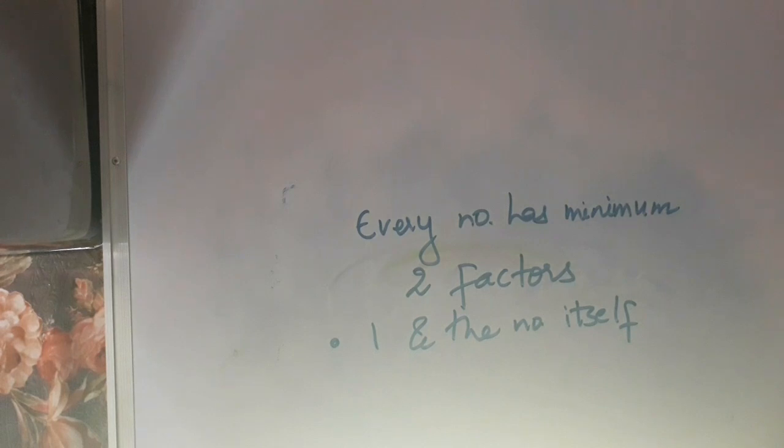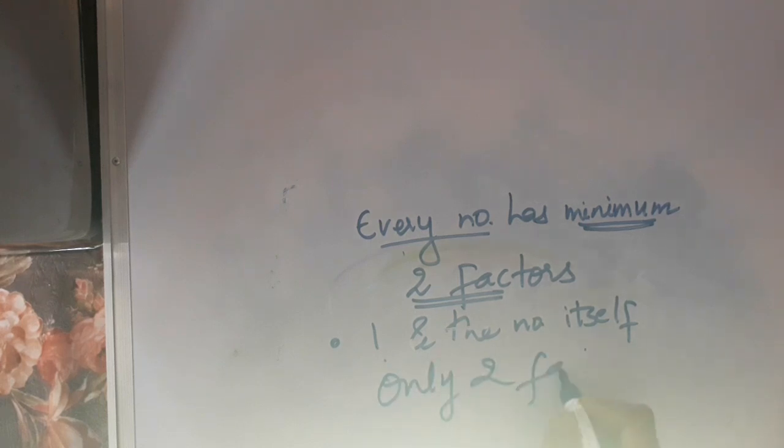One more thing you have learnt, that every number has a minimum of 2 factors, that is 1 and the number itself. If the number has only 2 factors, then the number is said to be a prime number. Otherwise, it is a composite number.